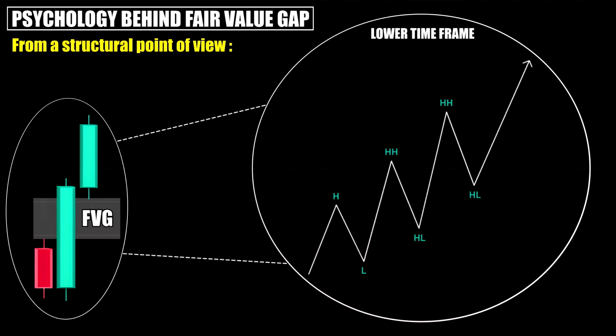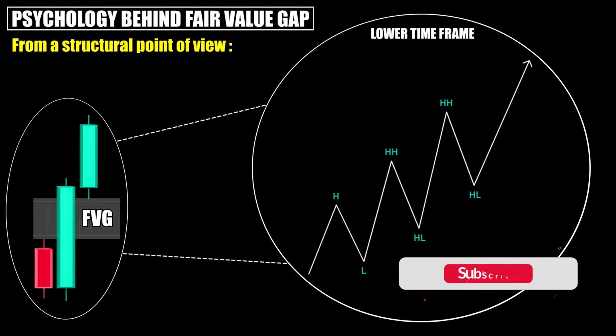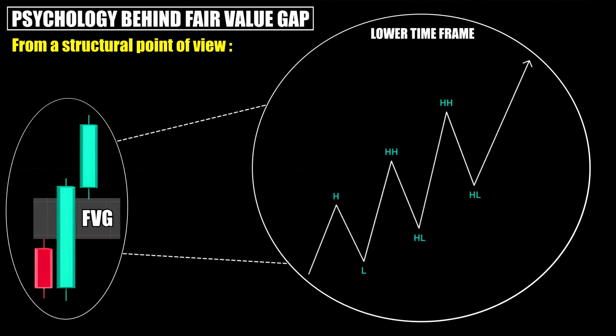Now let's get into the psychology behind why fair value gaps matter and how price interacts with them from a structural point of view. Zoom into a lower time frame and take a close look at the 3-candle formation of a fair value gap. You'll often see a strong upward push, supported by heavy buying interest and a clear absence of selling. This momentum move leaves behind an unbalanced price area, which is known as the fair value gap.